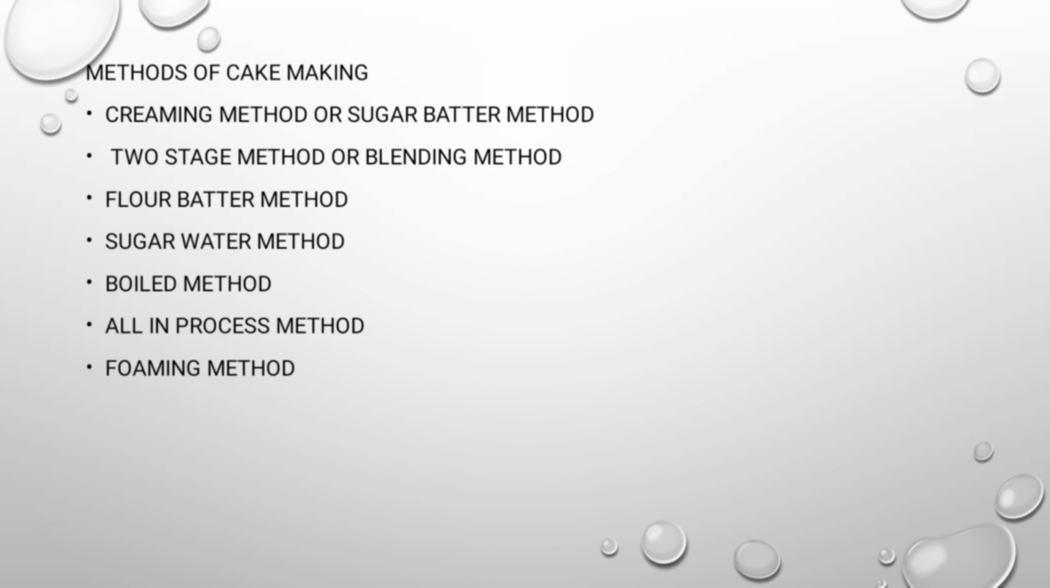The third method is blending method. In blending method there are two stages. The first stage is fat, flour, baking powder and salt, which are creamed, and the second stage is sugar, milk and liquids except the eggs, which are mixed together. After mixing all these ingredients, stage 2 is mixed with stage 1 and finally the eggs are added, and then the mixture is poured in the mold and baked.